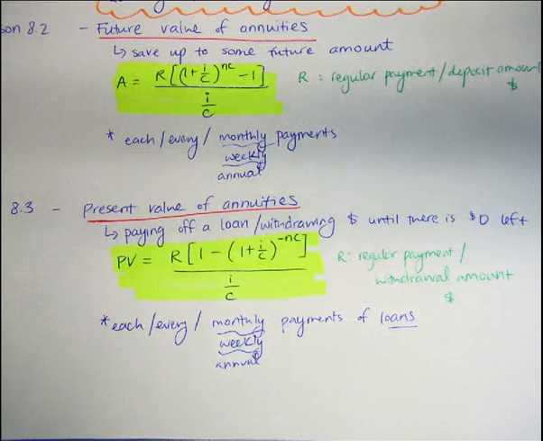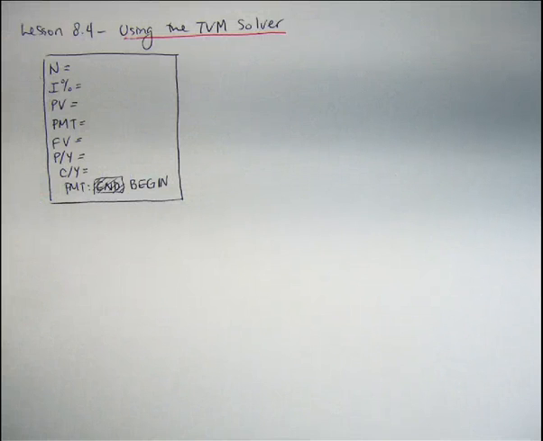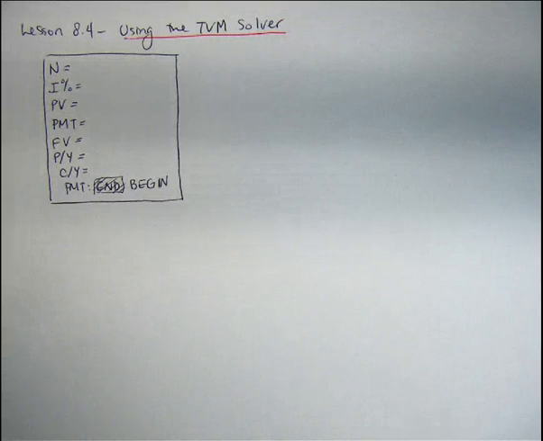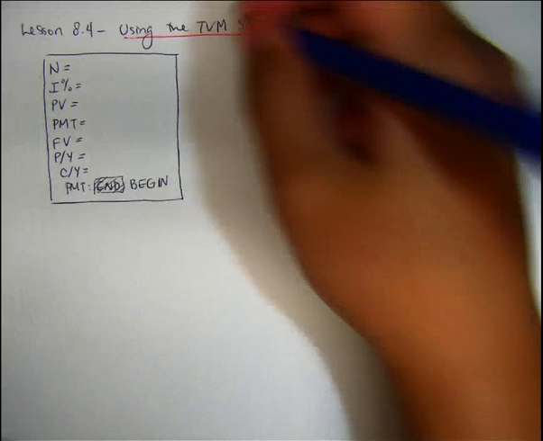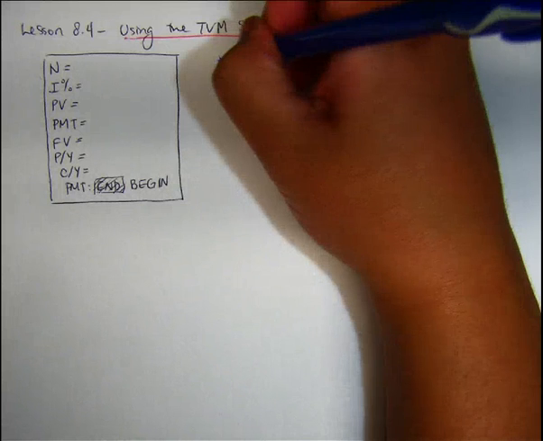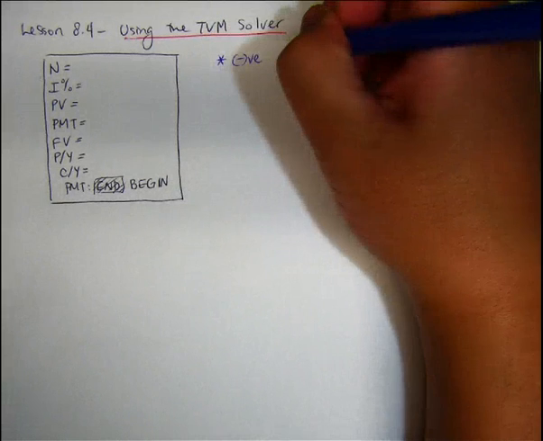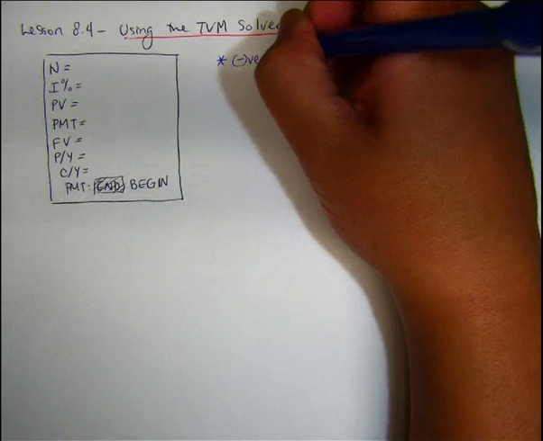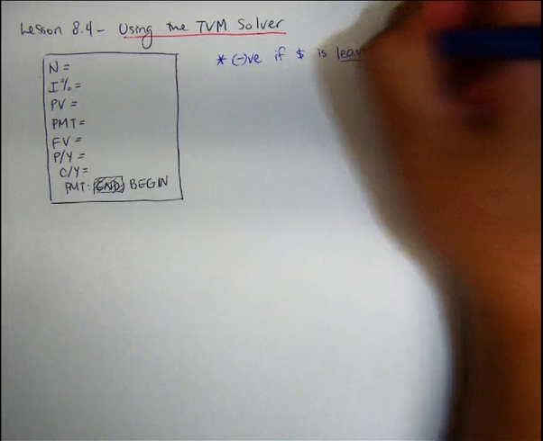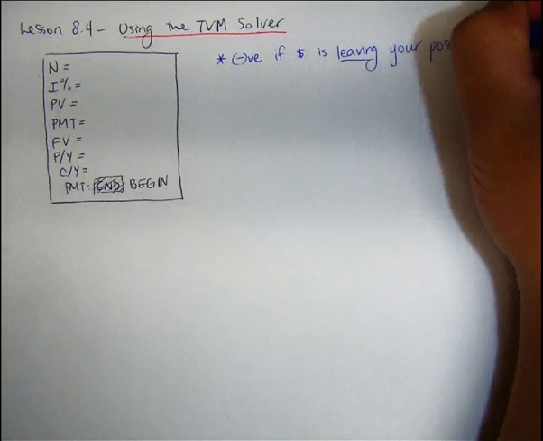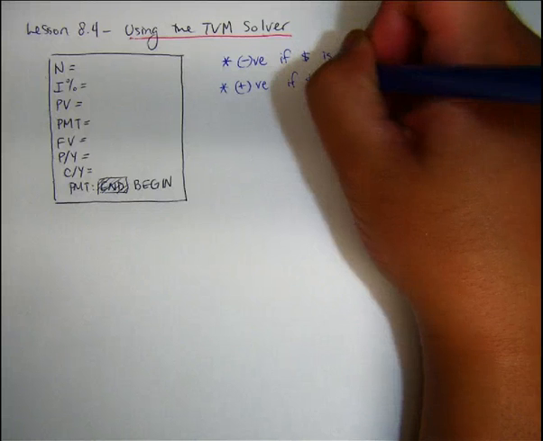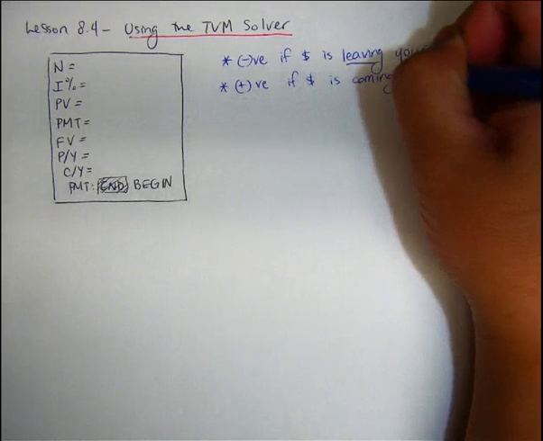Alright, new page for lesson 8.4 notes. Lesson 8.4, using the TVM solver. Here is my lovely calculator screen if you want to pause and draw your own. Actually, before I begin about the separate conditions, remember you have to use the negative button or indicate the negative amount if money is leaving your possession, and then positive if money is coming into your possession.